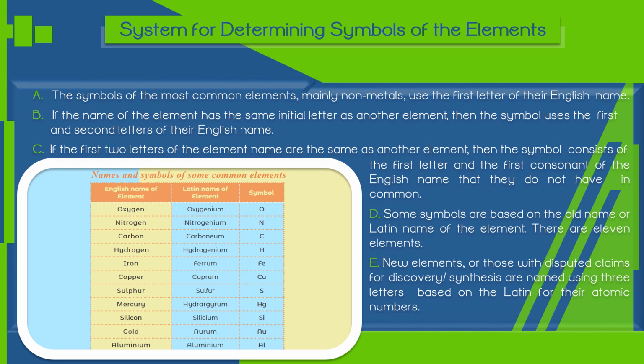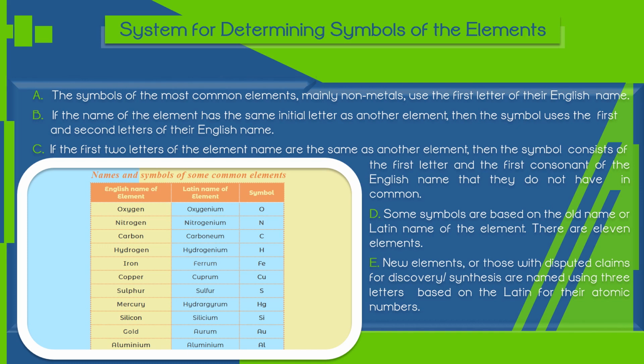Then the fourth point, some symbols are based on the old names or Latin names of the elements. There are 11 elements: natrium, Na, stibium, Sb, kalium, K, wolfram, W, ferrum, Fe, aurum, Au, cuprum, Cu, hydrargyrum, that is Hg, argentum, Ag, and plumbum, that is Pb. Some are based on their Latin names, for example kalium, that is potassium, but in Latin it is called kalium, and the symbol is denoted by K.